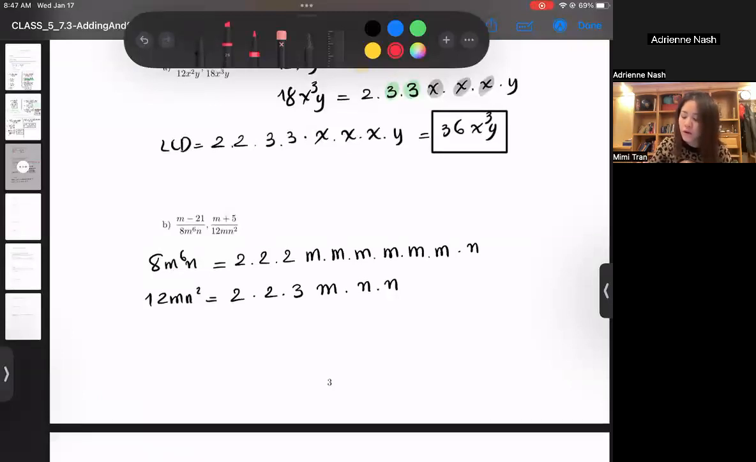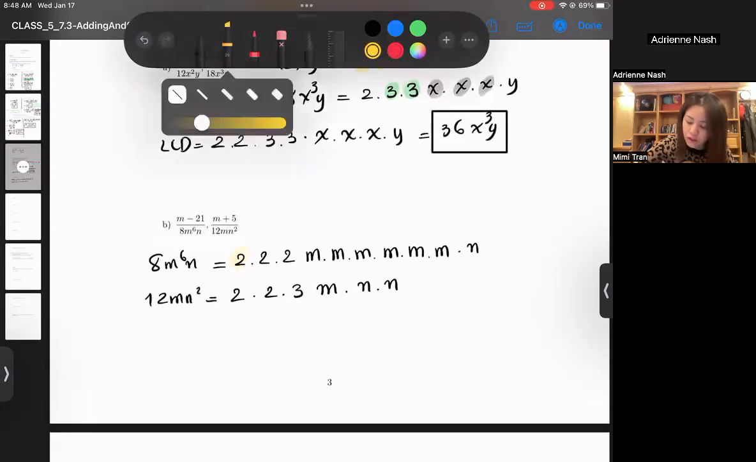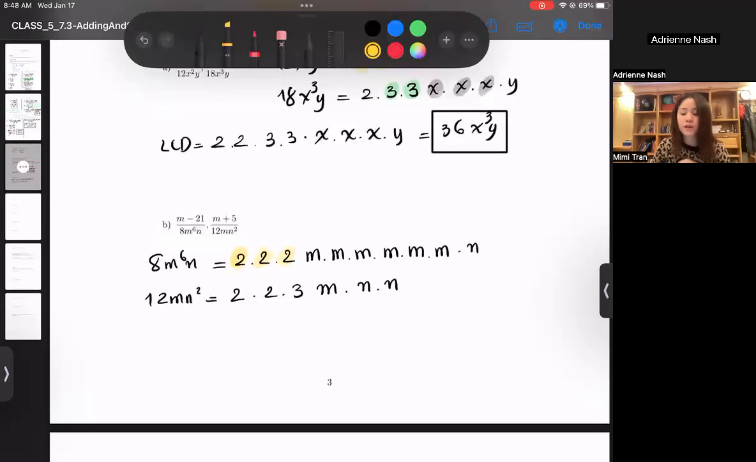So you want to pick the ones that have the most prime factors, right? So let's start from the smallest. So number 2, the 8 got three 2s, right? And the 12 got two 2s. So you want to pick the one that has more 2s in it. That's the 8, three 2s here. And then for the 3, well, the 8 has no 3, but the 12 has one 3. So you pick the one that has more 3s. That will be down here.